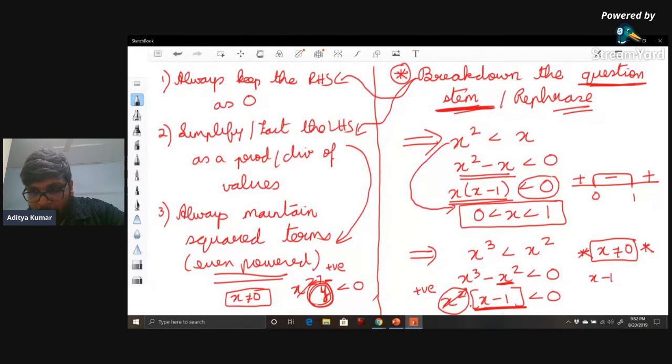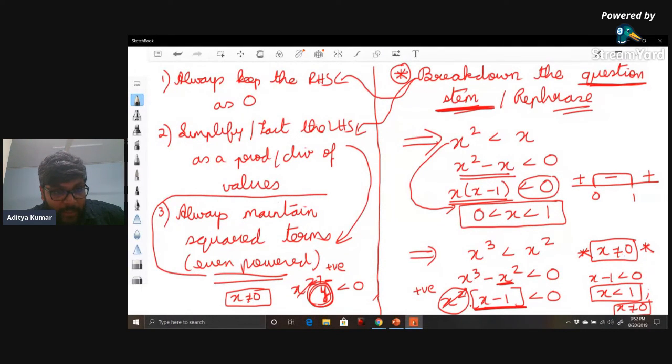So x minus 1 has to be less than 0. So x should be less than 1. And you see the solution is x is less than 1, but it also includes 0, right? So I have to remove the 0 by saying x should not be equal to 0. Got this? So whenever you have a squared term, always maintain squared terms, even power terms, because the sign of that term will always be known as long as it doesn't take a value of 0.